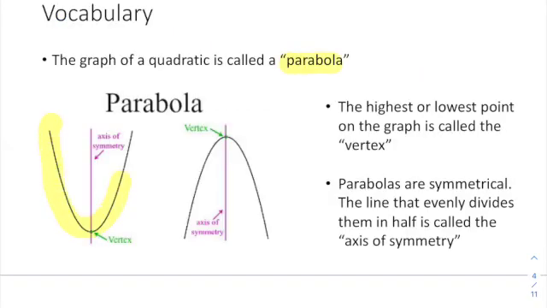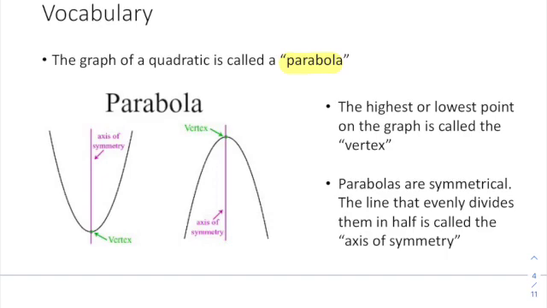The parabola is this U shape. A parabola can either open up, as you see in the first graph here, or down, as you see in the second graph. Another important vocabulary term is the vertex of a graph. The vertex is either the highest or lowest point on the graph, depending on how it's opening, up or down. The vertex is specifically this point where the graph changes directions.